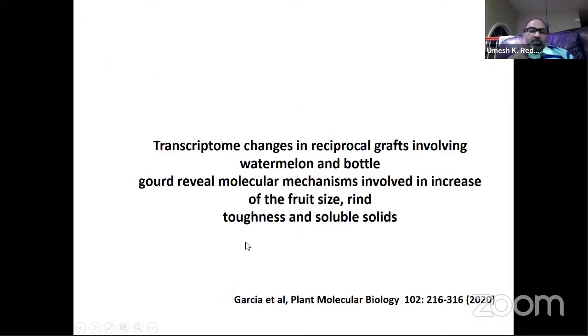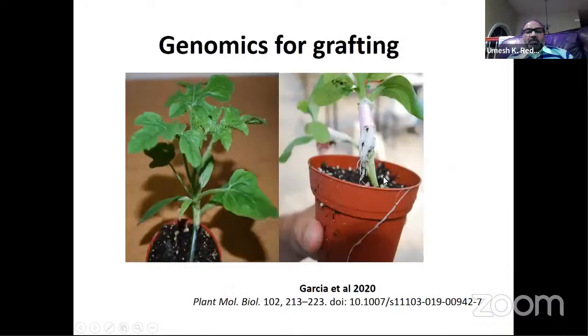So those are the kinds of molecular mechanisms we identify for horticulture crops. We just don't grow crops; we do molecular genetics and genomics. And we also do grafting, especially watermelon can be grafted on bottle gourd. This paper was published in Plant Molecular Biology recently, last year, and this is very important. You see the bottle gourd, and watermelon is grafted on that.